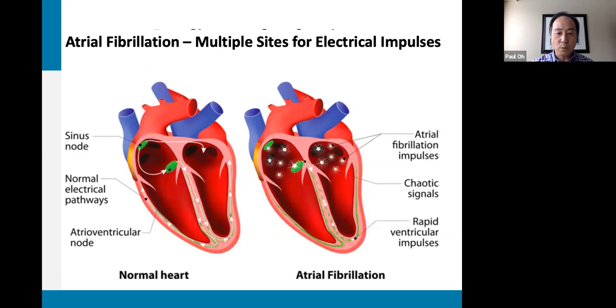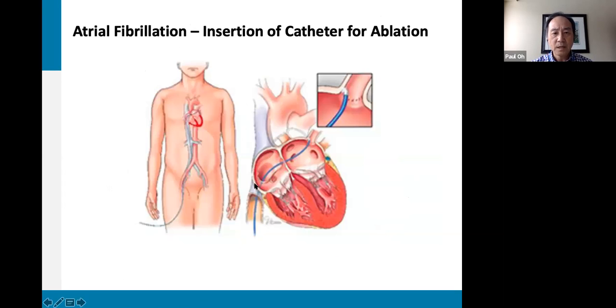And here, I'll show you a little bit about what might be going on and what can be done. So once again, in the normal heart signal, the sinus node drives the electrical signal down to the AV node and down to the electrical cables. In atrial fibrillation, there may be multiple sites for the impulses to go on. The way you might figure out where the abnormal signals might be arising is to do an electrical mapping procedure.